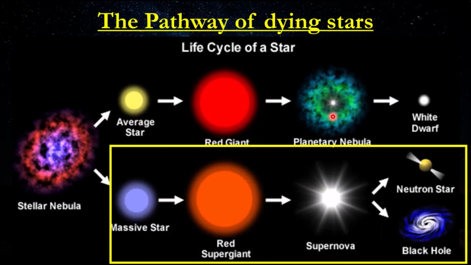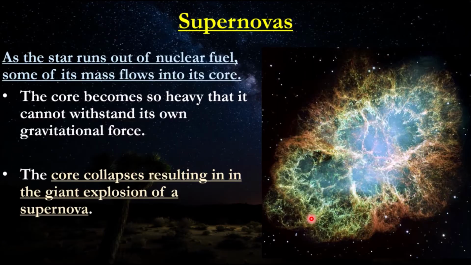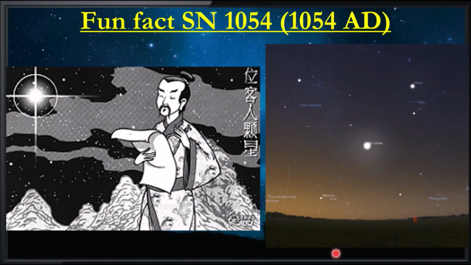Now let's go to the massive stars. So after they become a red supergiant, we get the supernova. Now the supernova is a process where nuclear fuel runs out again, and the core becomes so heavy that it cannot withstand its own gravitational force, causing it to collapse and causing an explosion of radiation. And this is one of the images that we've taken of a supernova.